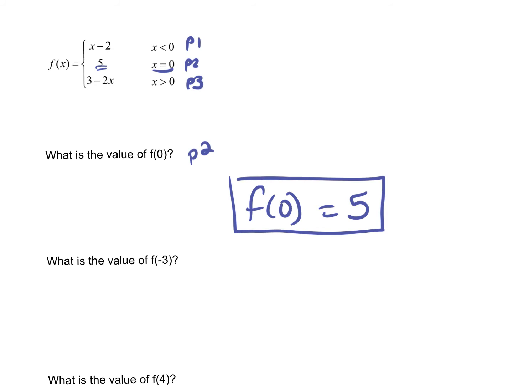F of negative 3. Now negative 3 for the input, negative 3 is less than 0, so that's going to go in piece 1. So if I plug into piece 1, it says x minus 2, so that's negative 3 minus 2. Negative 3 minus 2 is negative 5.